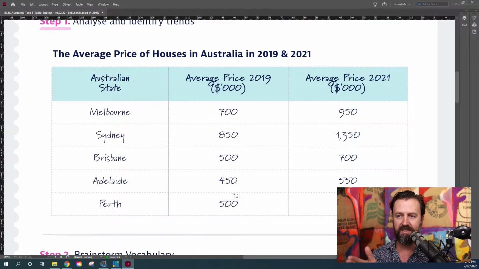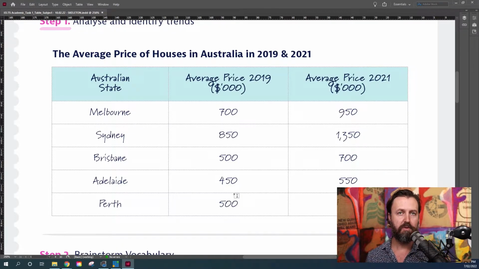So here we can see that everything's going up. Melbourne prices are going up, Sydney prices are going up, Brisbane also the same, Adelaide and Perth. We can see that the highest price is Sydney. We can also see that the greatest gain has been made in Sydney. After that, you can sort of see that Melbourne and Brisbane are quite similar. And then the final two, Adelaide and Perth, are also quite similar.